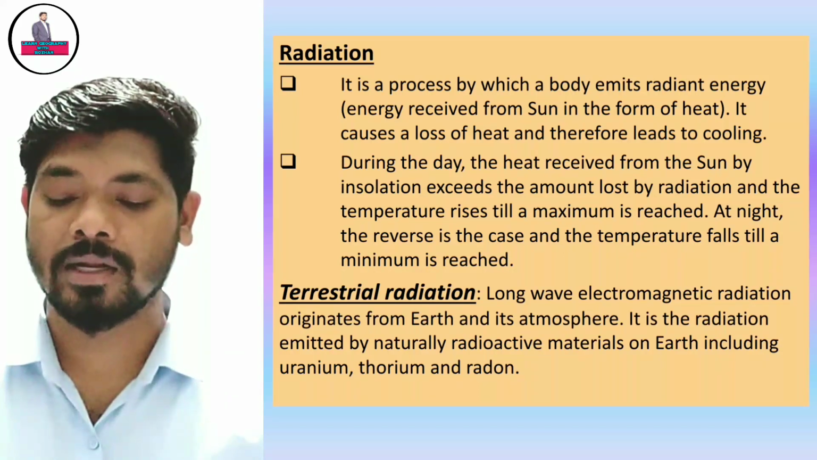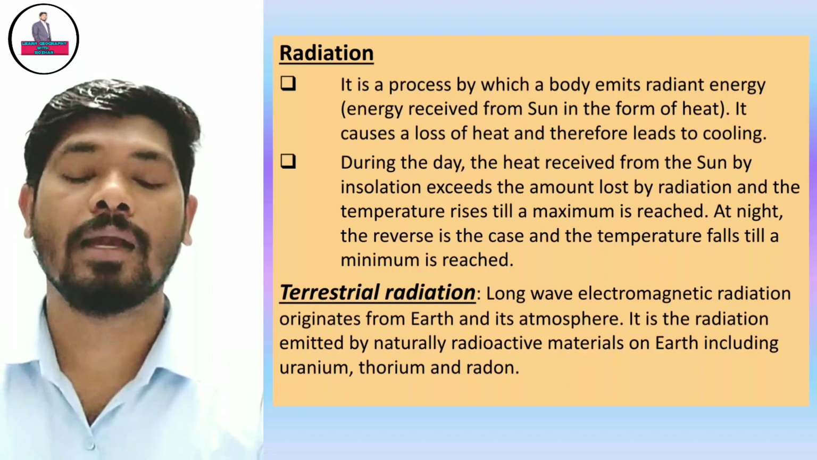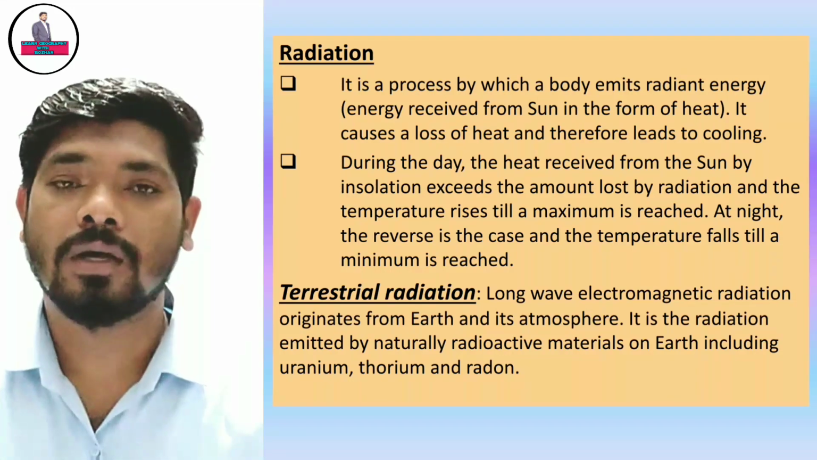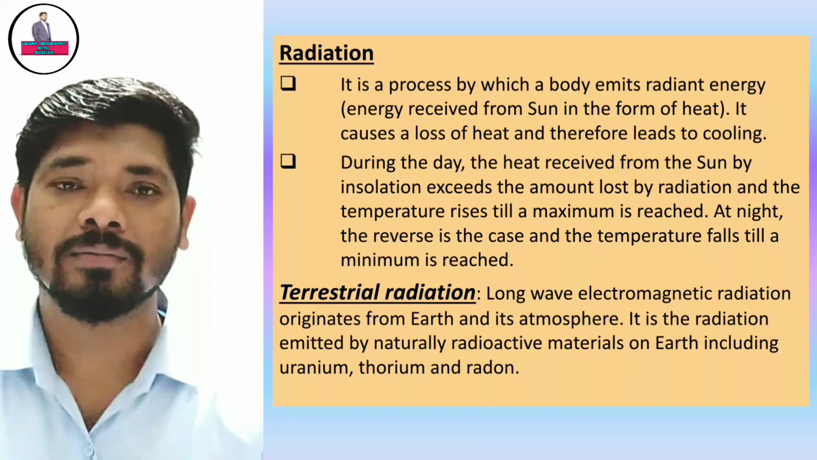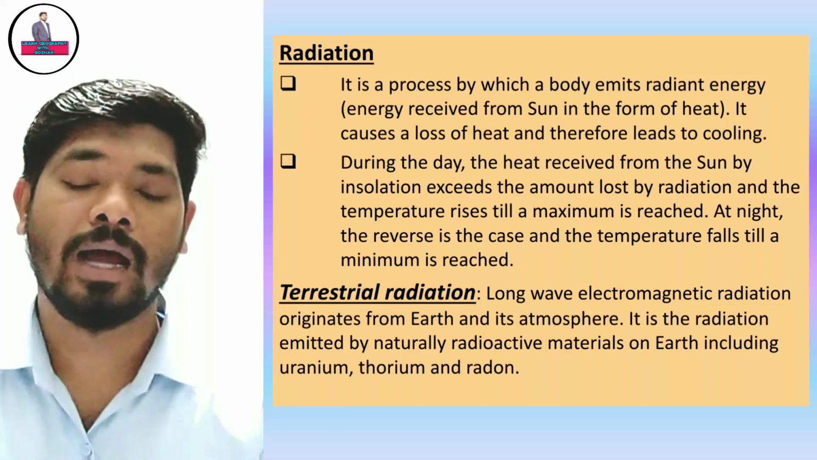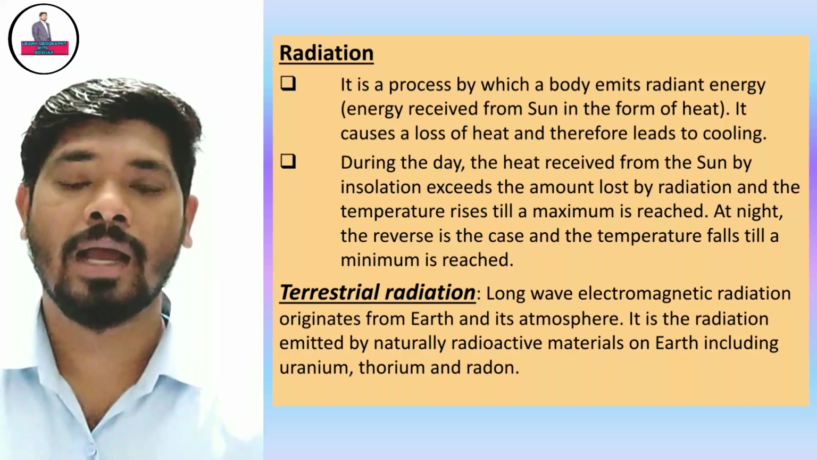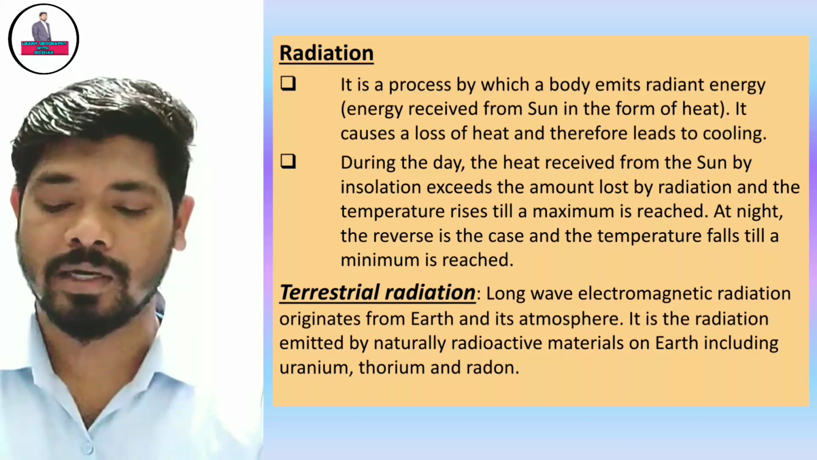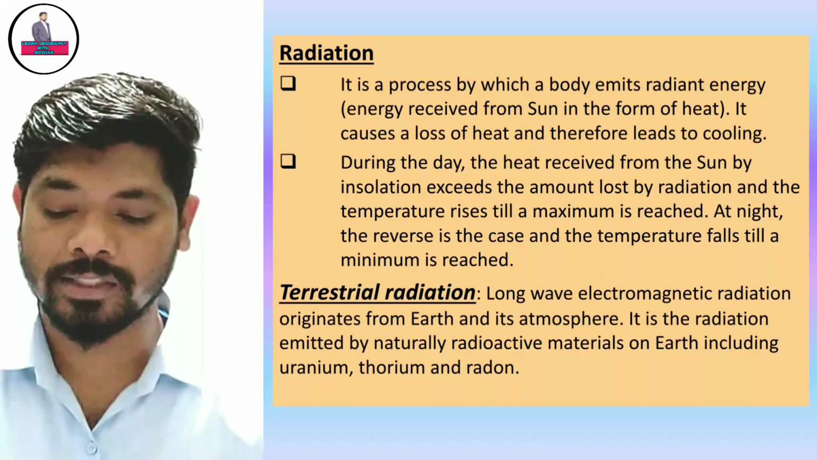Energy received from the sun is a form of heat. Radiation causes a loss of heat and therefore leads to cooling. So when any matter is heated up, and it is not in contact with other matter and is left out, at the point of heating it will be very hot, but after some time it releases its heat and that matter becomes very cool. In that way the atmosphere is getting heated up as it loses its heat from the material.